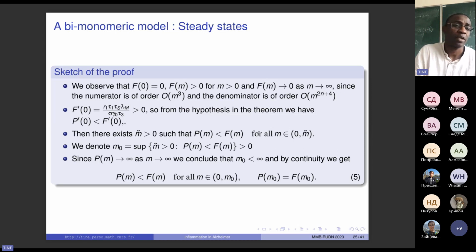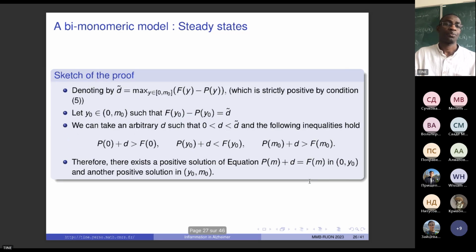So when we do that, of course, you can believe me, we have the result that we can have P(M) lower than F(M) for M in (0, M naught) and P(M) equal exactly to F(M naught). So we continue the same game to identify the maximum that we can have when we take the difference between F and P.